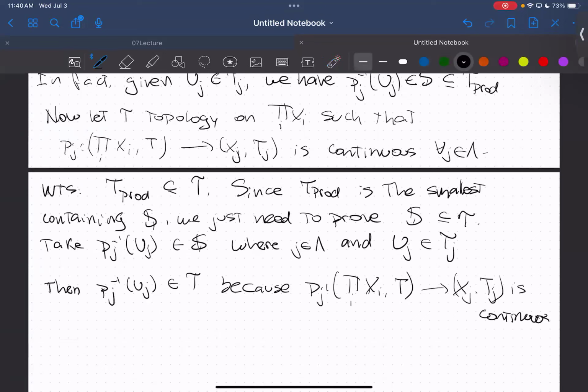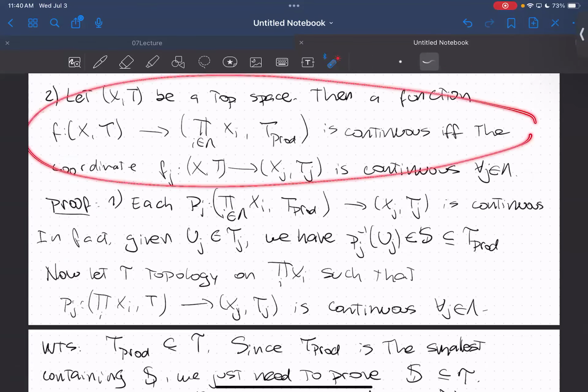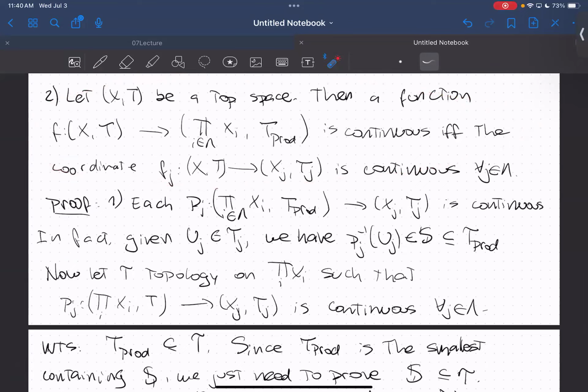So that's all for part one, and then part two will be a homework assignment for you. Part two is telling you something is continuous if and only if each coordinate is continuous. That'll be a very fun exercise for you.